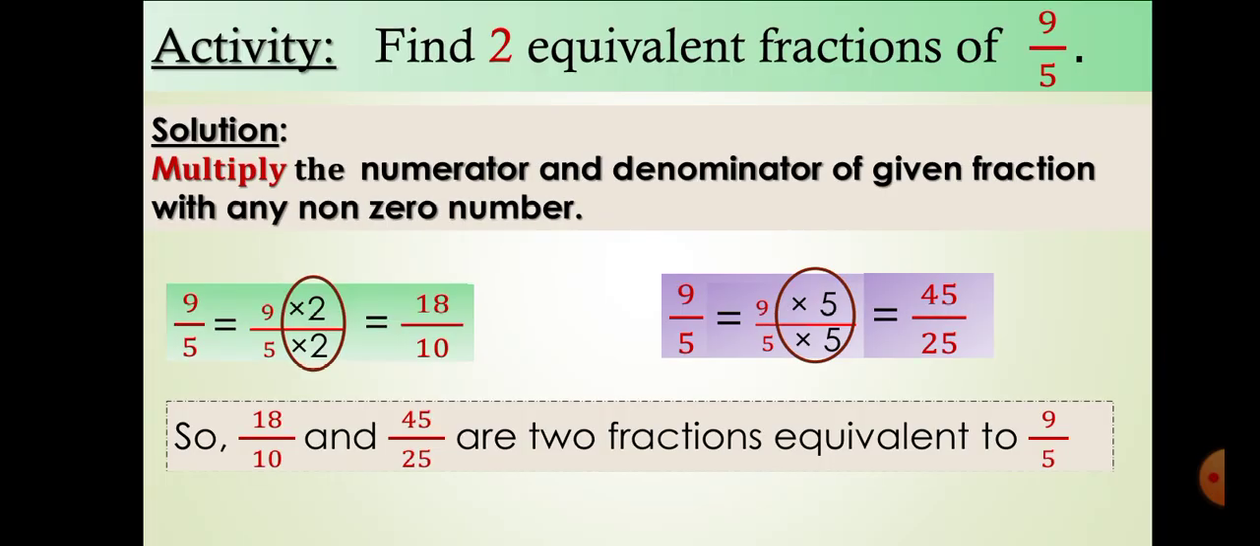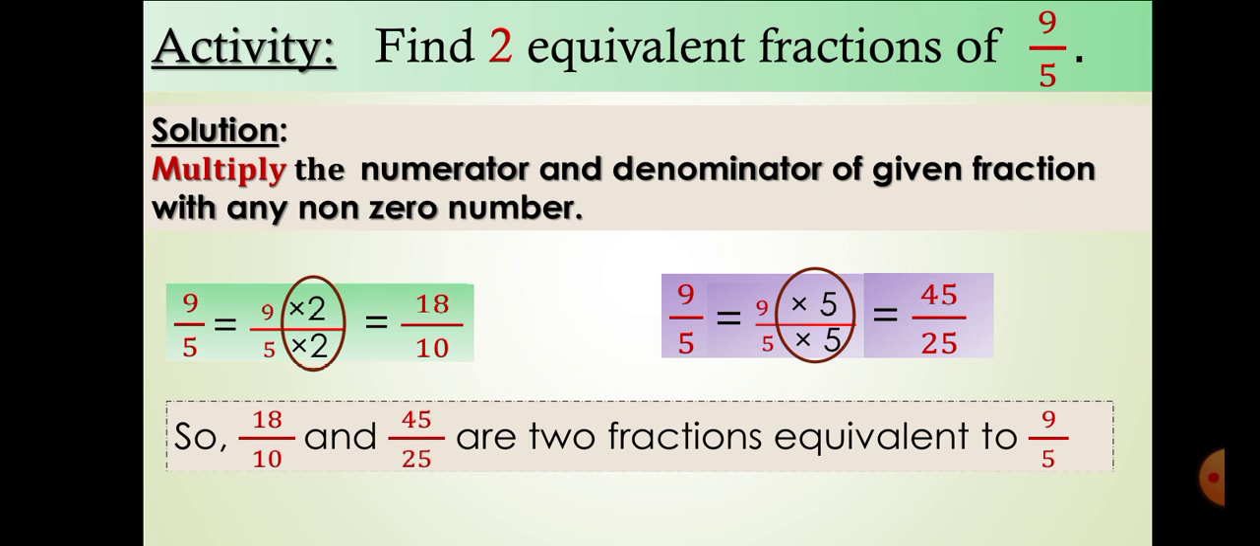Look, here I have an activity: you have to find two equivalent fractions of 9/5. So you have to multiply the numerator and denominator of the given number by any non-zero number. Non-zero number means a number that does not have 0 inside, unlike 10, 20, 30, 40. This 15 does not have any 0, and 5, 6, 7, 8, 9 do not have any zero, so non-zero numbers means this.